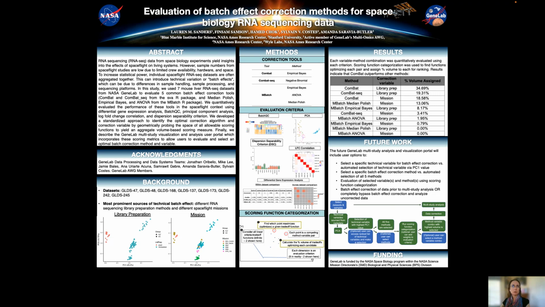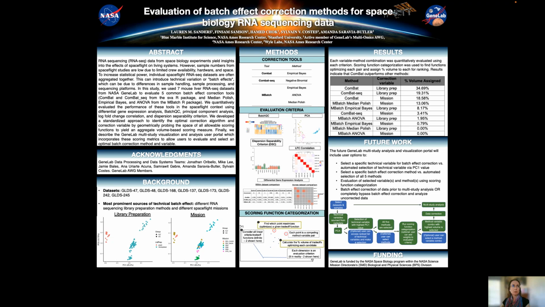We evaluate the performance of these correction methods using 6 different criteria: batch QC, PCA, dispersion separability criterion, which describes the clustering within versus between batches, correlation of log fold change between flight and ground control samples across all datasets, and comparison of differentially expressed genes between flight and ground control samples within each dataset before and after correction or across all datasets. We implemented a scoring function categorization to evaluate each combination of correction methods and batch variables. For example, Combat correction of the library preparation variable.